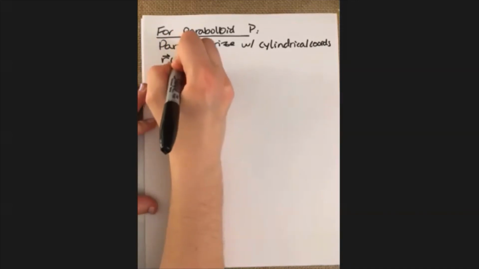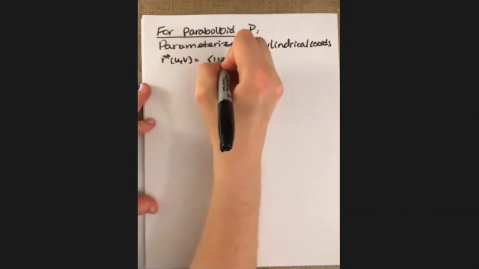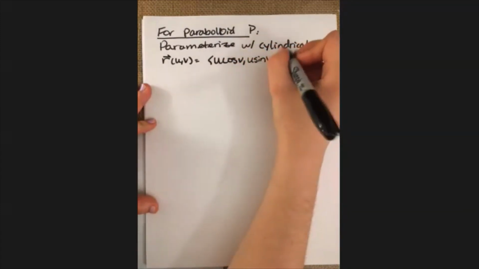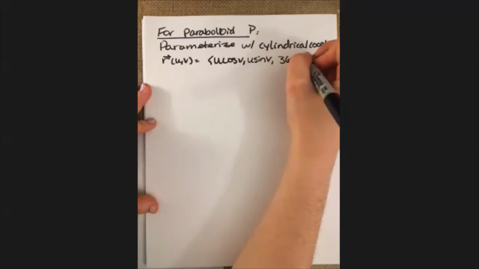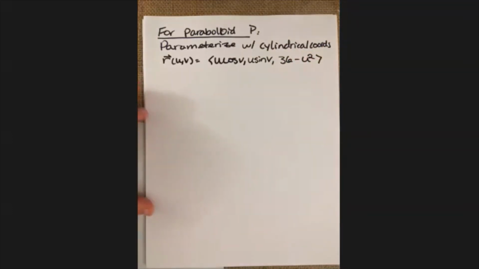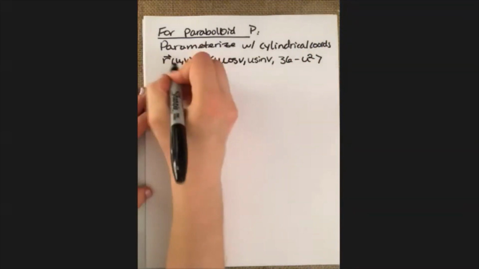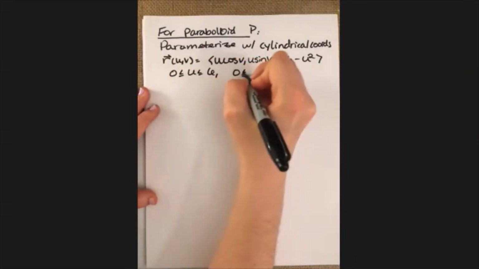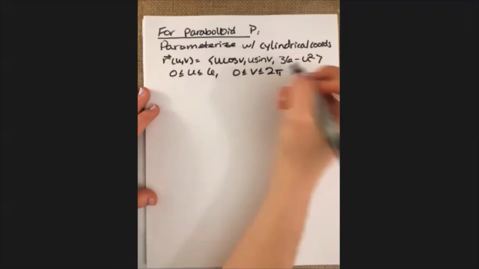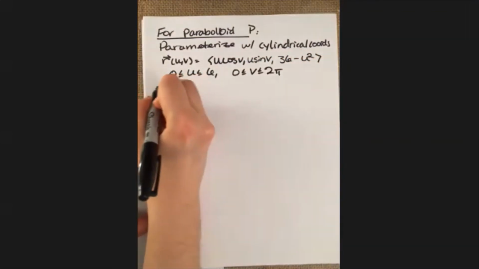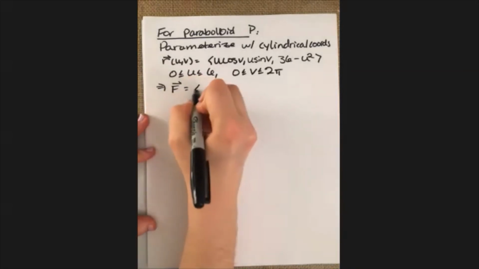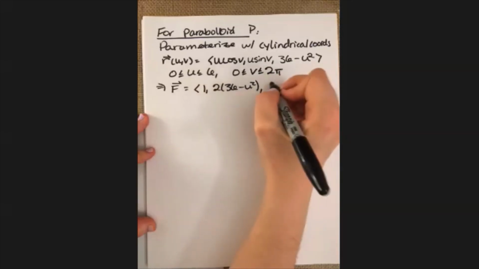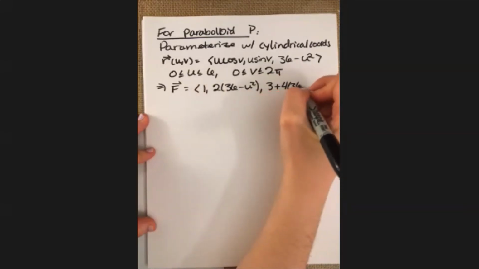Which means that r(u, v) is equal to (u cosine v, u sine v, 36 minus u squared) as our z component. And same as from earlier, we know that u has to be between 0 and 6, and v has to be between 0 and 2 pi. Okay, so this means that my vector field now becomes (1, 2 times (36 minus u squared), 3 plus 4 times (36 minus u squared)).